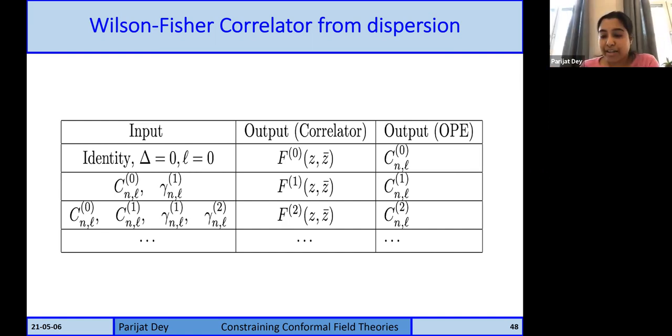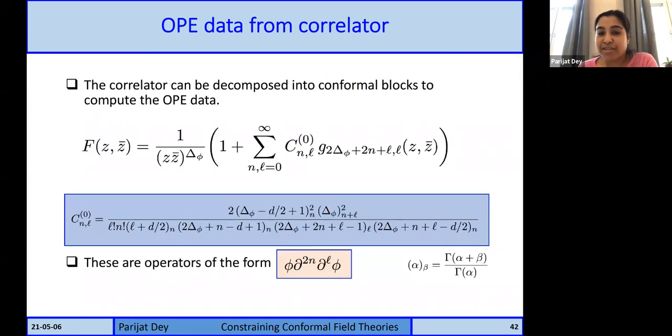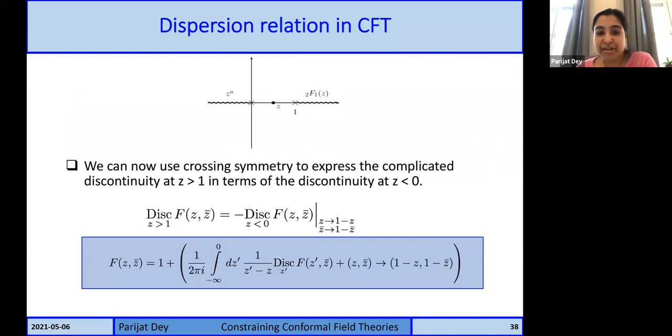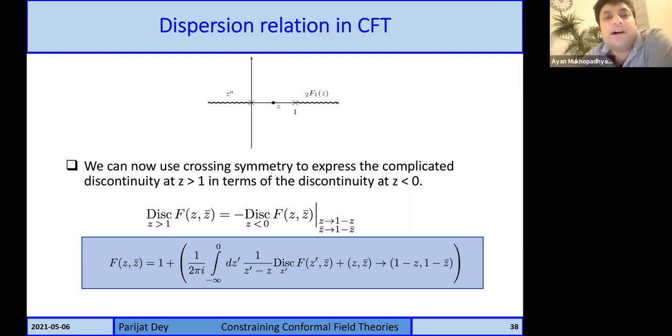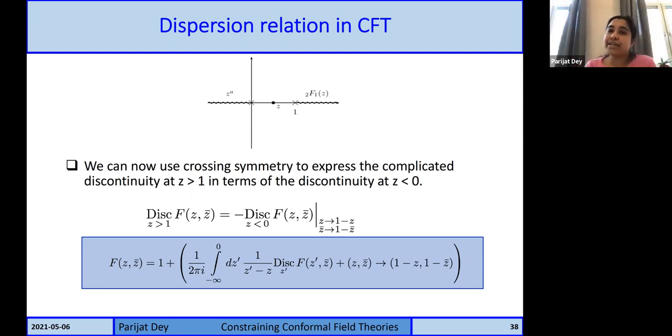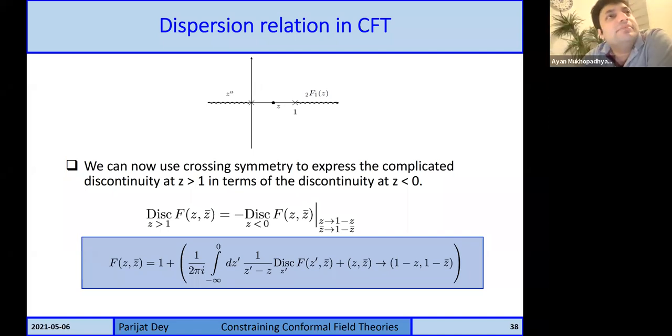Also, it's not true that I'm not using the crossing symmetry. Here you see that I'm using crossing symmetry because I want to write the complicated discontinuity when z is greater than 1 in terms of this. That can only be done when we have crossing symmetry, so I am actually using that input as well. So I see. It's just a way to do some part of the bootstrap analytically, in a way. Yes. Specifically, I would say that if you want to compute the correlator directly. I see. Yeah.